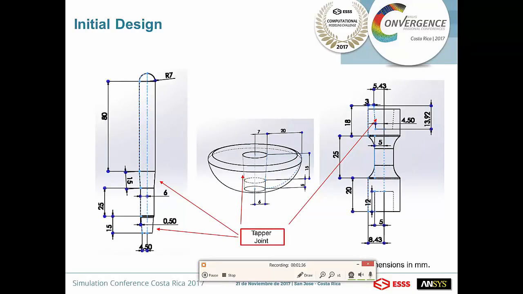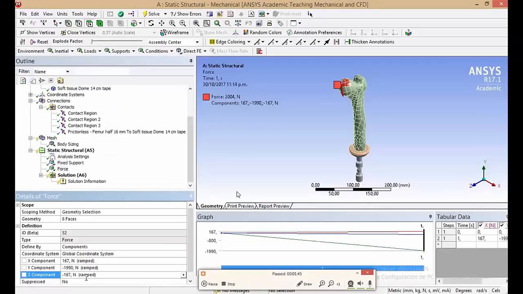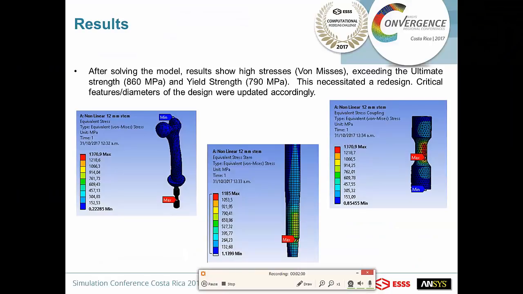We started with an initial design. These are the dimensions, and we performed an analysis in the simulation tool, like I said before. We transferred the CAD model into ANSYS. We applied the load that corresponds to the body weight into the system, and we got the following results. As we can see, we got a really high stress in the stem and in the coupler that are way higher than our limit, which is the yield strength.